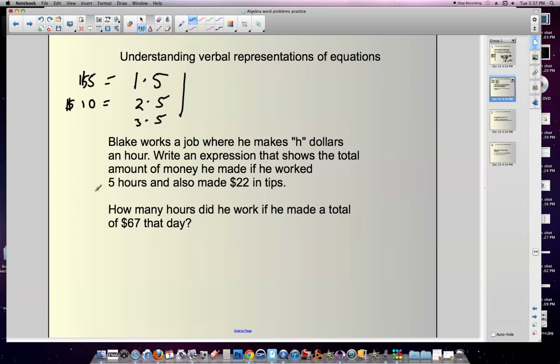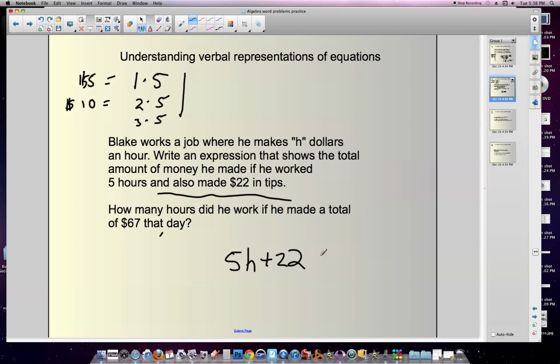So if we know he worked 5 hours and each hour he made H dollars an hour, right, then we just need to multiply that together. We say, okay, well, he worked for 5 hours, and each of those hours he made H dollars. So 5 times H is how much he made. But then we also have to add this $22 in tips. This has nothing to do with the hours, right? He just made 22 $1 bills. So we need to add to how much he made per hour this $22. And we're done. That's the expression. And then it says, how many hours did he work if he made a total of $67 that day?